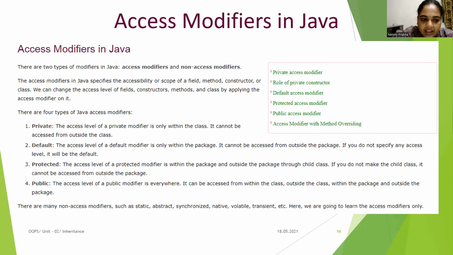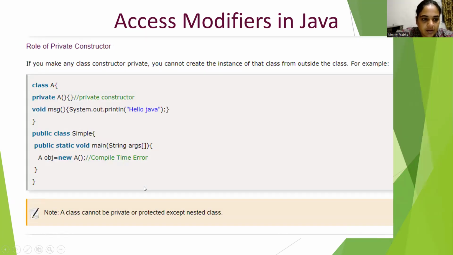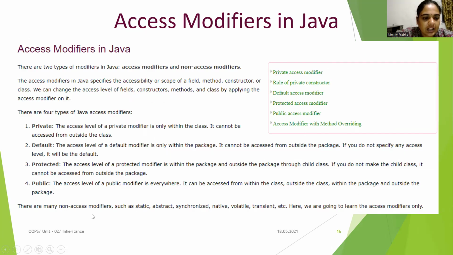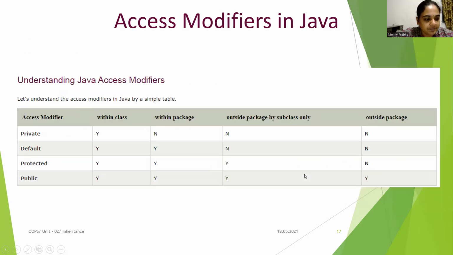Next one is public. The access level of a public modifier is everywhere. It can be accessed from within the class, within the package, and outside the package. So these are the access modifiers. When I explain with an example, you will know about this one. There are many non-access modifiers such as static, abstract, synchronized, native, volatile, transient, etc. Here we are going to learn the access modifiers only.